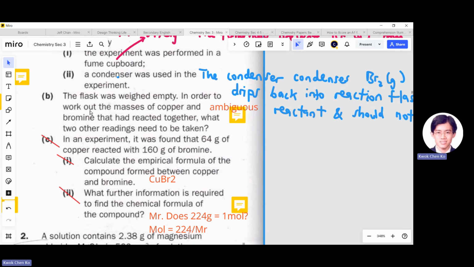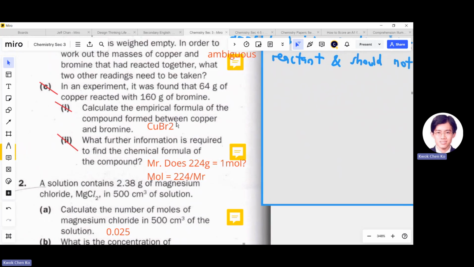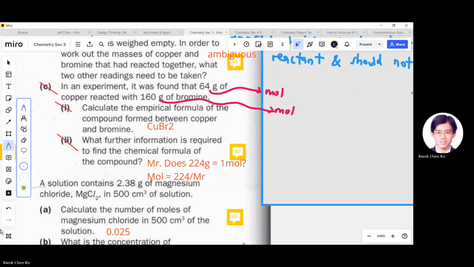Okay, but let's look at the calculation questions. Let's skip the part B first. C part one, I assume all of you should be able to do it. Find the formula of the compound between copper and bromine. Basically convert this to mole. Convert this to mole. And then find out the mole ratio between these two values.